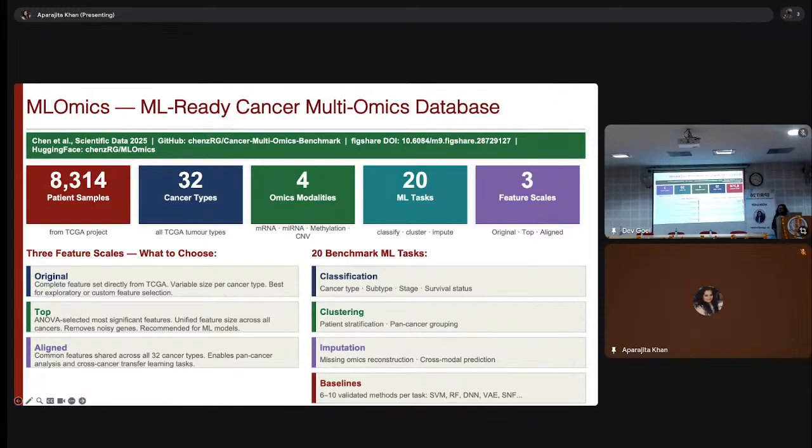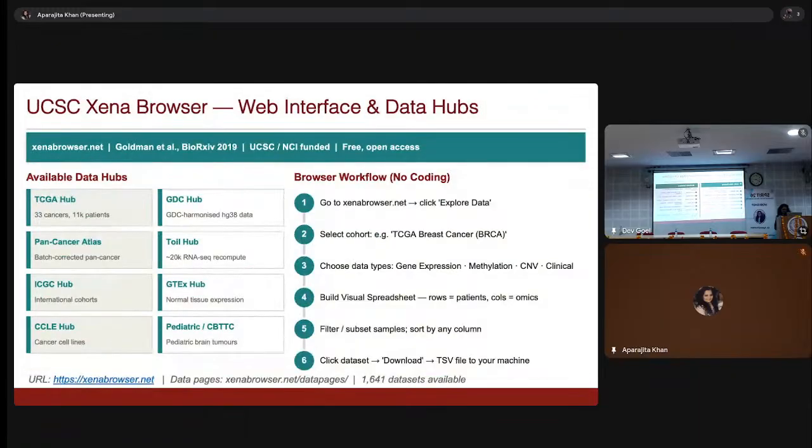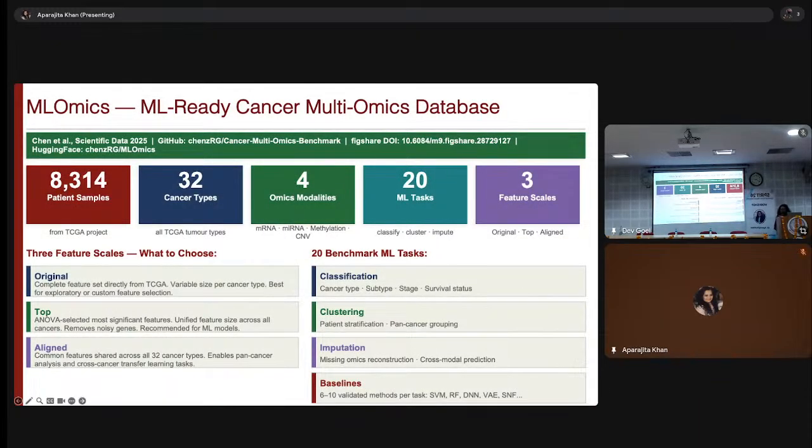Okay. So this is the cleaned version of TCGA, the Cancer Genome Atlas. The clean data set has more than 8,000 patients for 32 types of cancer, for 4 genomic modalities, and it supports at least 20 different tasks including classification, clustering and missing value imputation, and it also has different types of pre-processing. So first you try to browse through the Xena browser and then you try to use the GitHub.